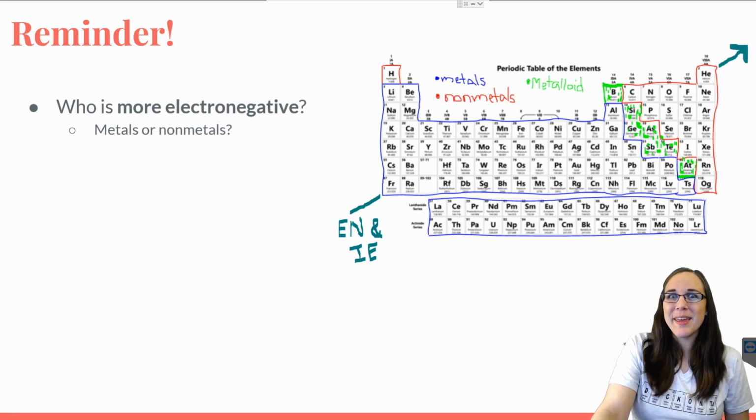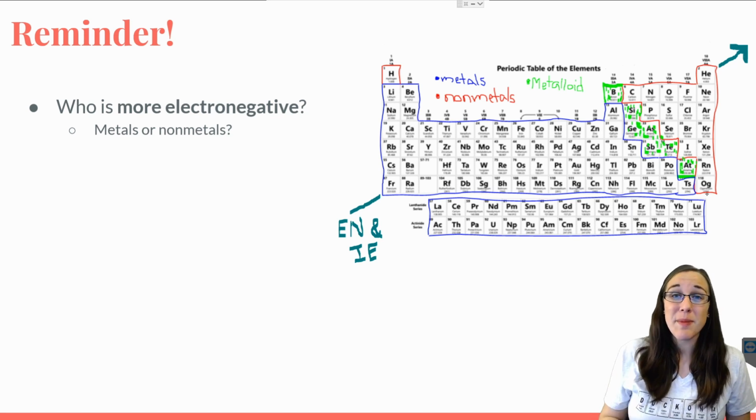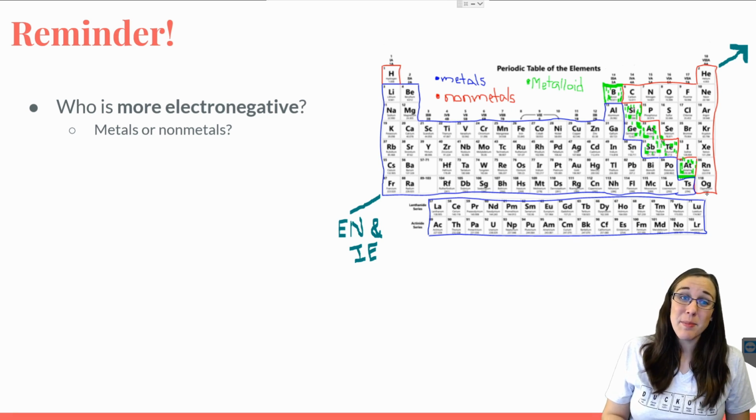Come on now. So if we're looking at the metals here, the metals are outlined in blue, and the nonmetals are outlined in red. So in general, when we're talking about electronegativity, those who are more electronegative happen to be the nonmetals in comparison to the metals.